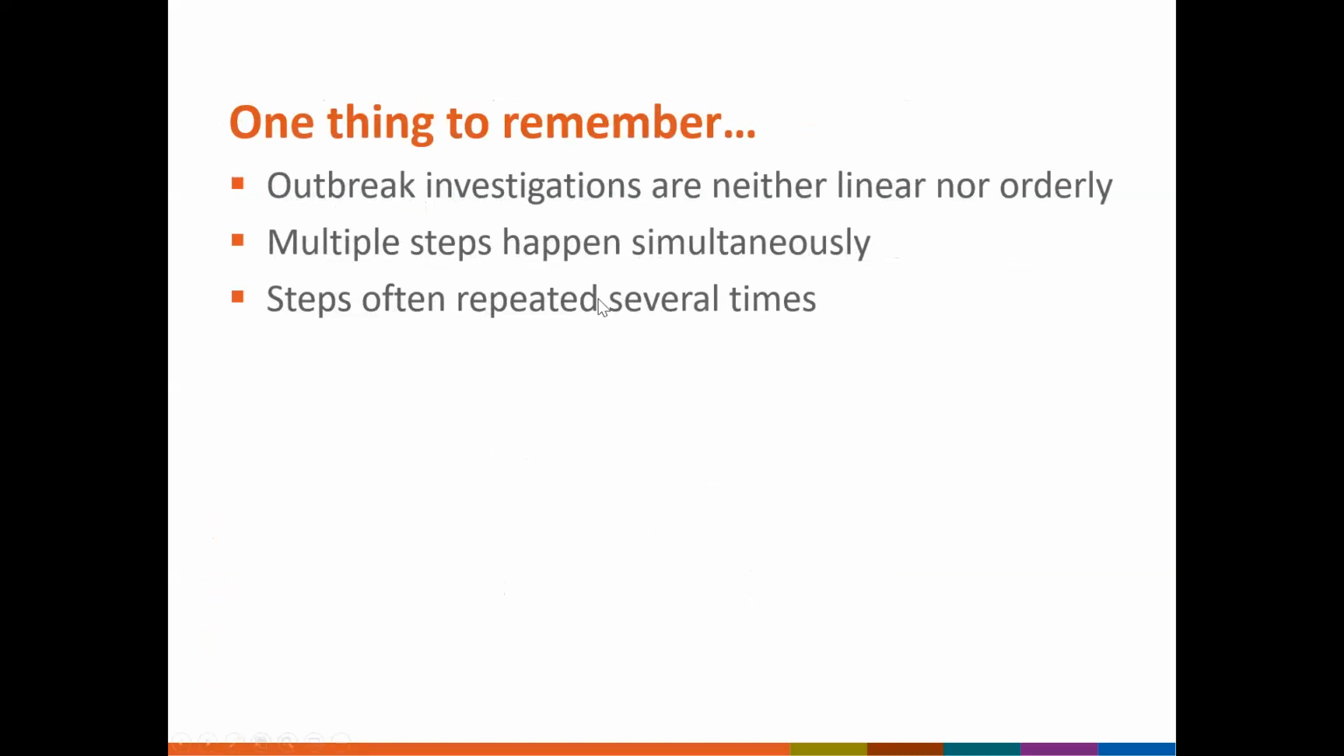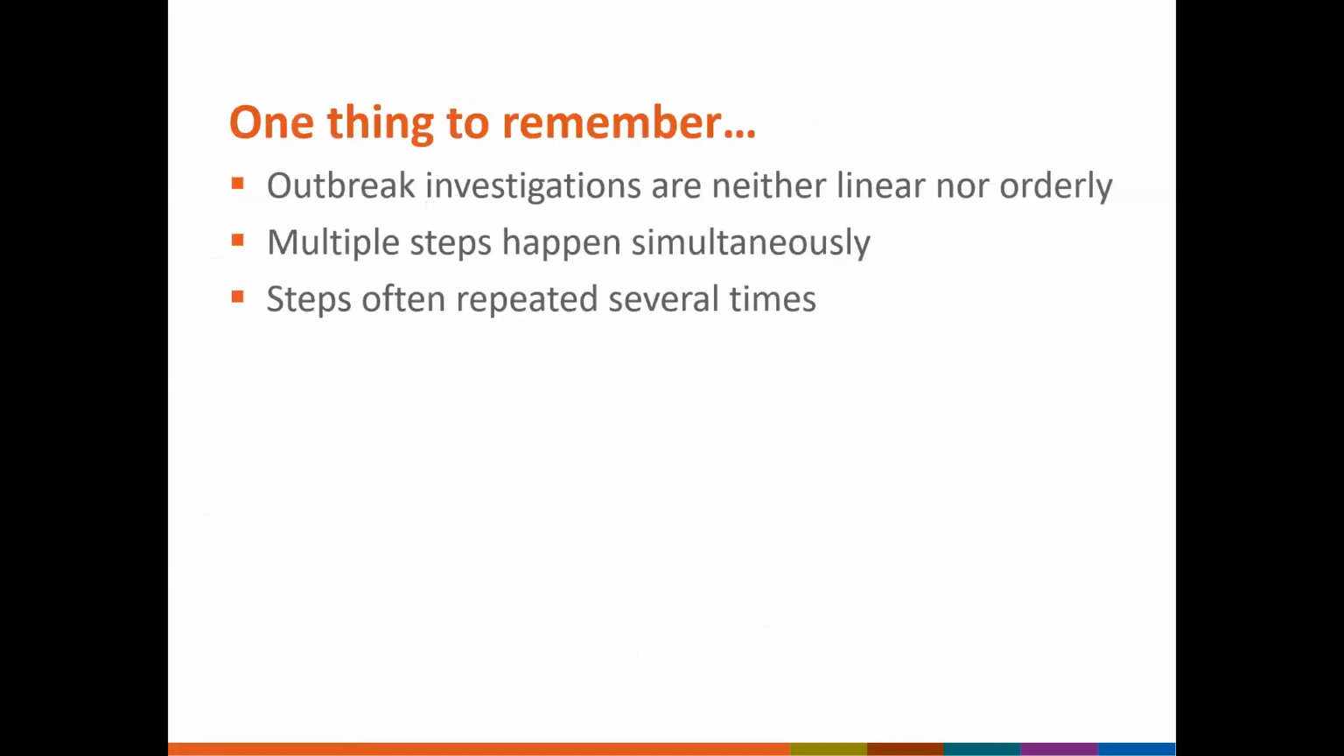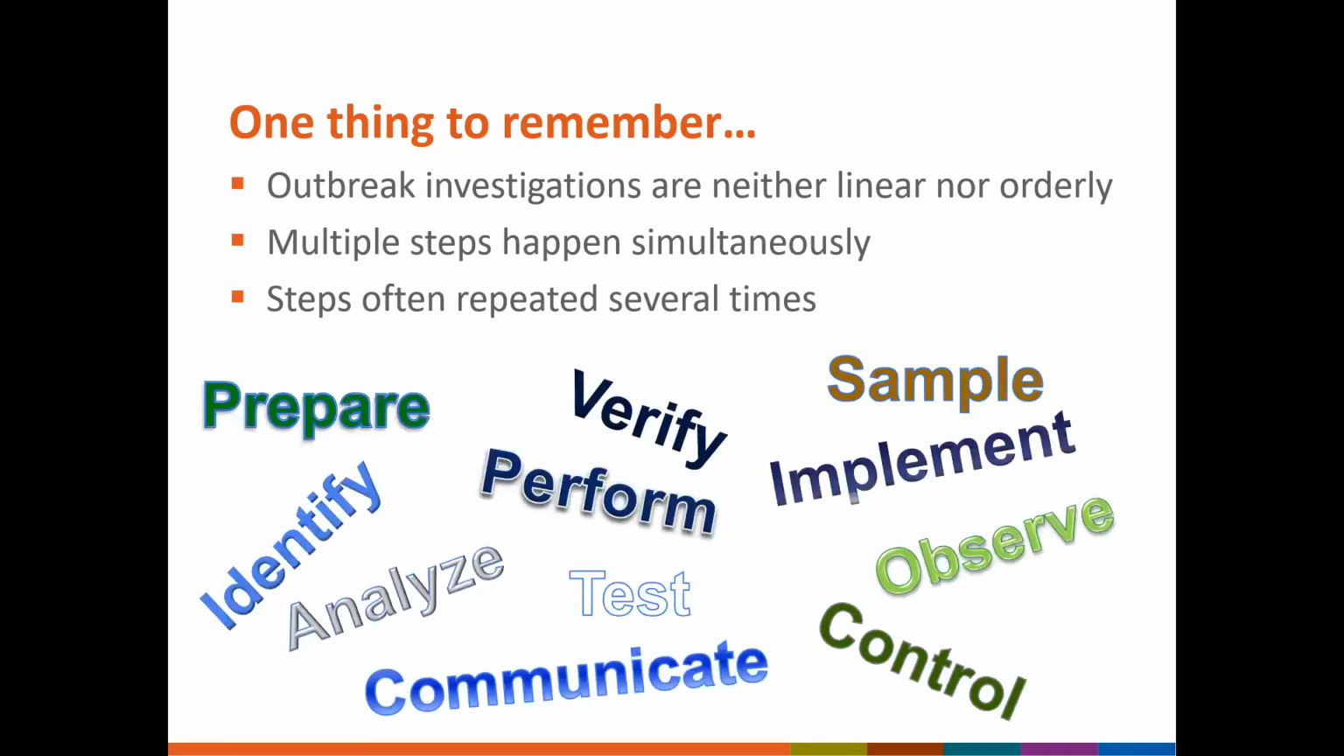One thing you should remember while conducting an outbreak investigation: I have shown you all these 10 steps, but while you are doing a real-time outbreak investigation in your healthcare facility, multiple steps can happen simultaneously, and steps are often repeated several times. For example, you develop a case definition, and you may have to revise it when you find out something new. Earlier, only the pathogen was available. Now you have the AST results after 2 days, so you may have to review your case definition to include the phenotypic resistance pattern, to see where the clustering of cases is happening.